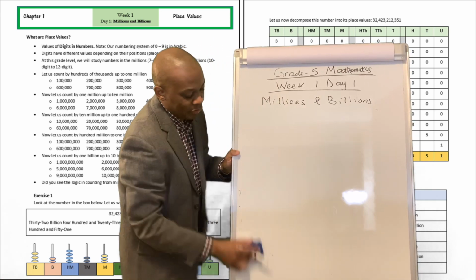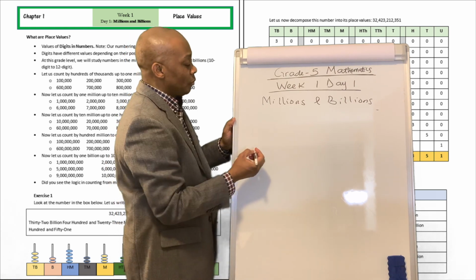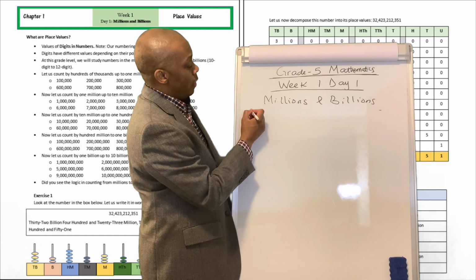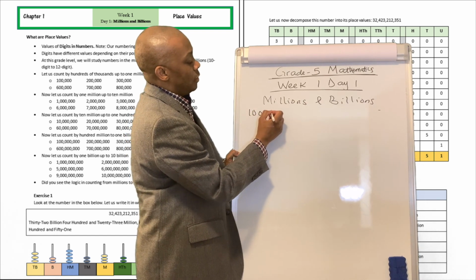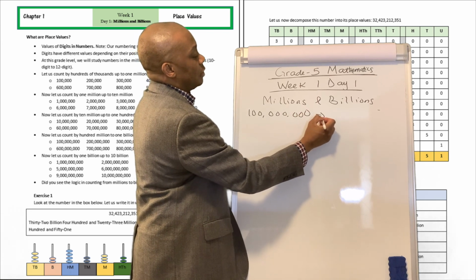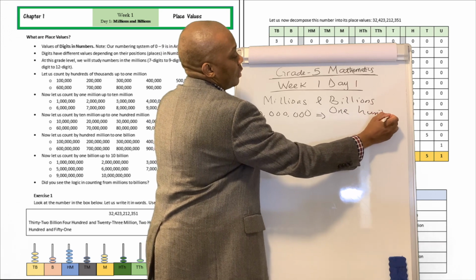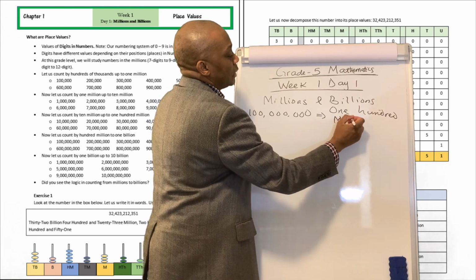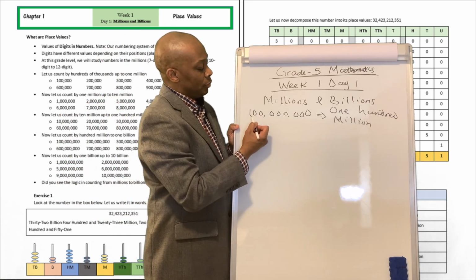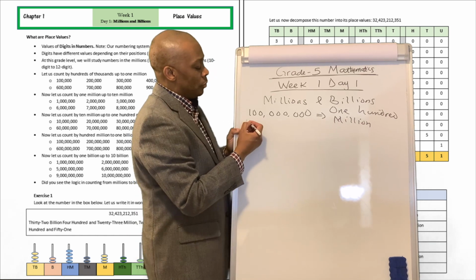Wow, we're in 5th grade right now, so we should be able to do that. And it's not difficult, you know. So let's say we're going to be counting by hundreds of millions, okay? So 100 million. All right, so this is how you write 100 million: 100 plus 6 zeros.